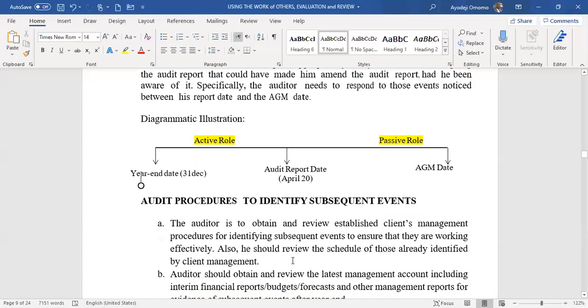So this is just a diagrammatic illustration. Year end to reporting date, he has an active role. That means he can perform procedures. From this date to this date, that's audit report date to AGM date, he has a passive role.